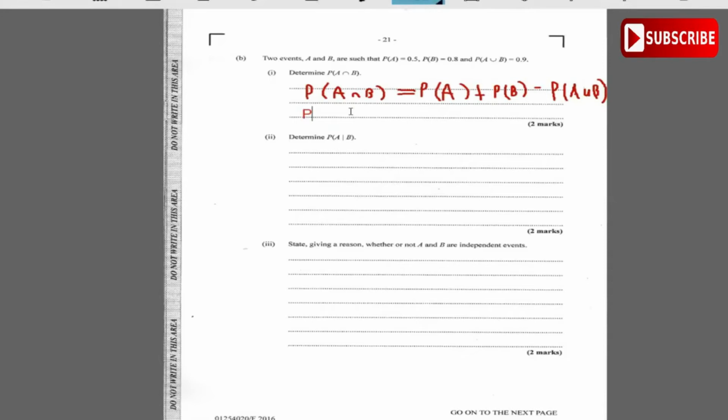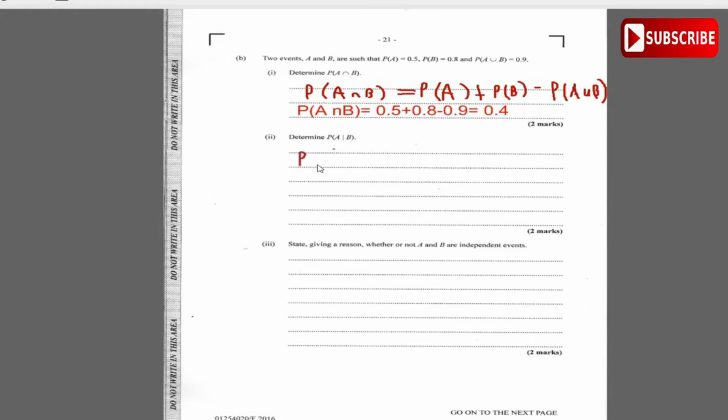So we're going to get the probability of A intersect B. That's going to be equal to the probability of A, 0.5, plus the probability of B, 0.8, minus their union of 0.9. So we have 0.5 plus 0.8 minus 0.9, which is 0.4. So that's the probability of A intersect B, 0.4.